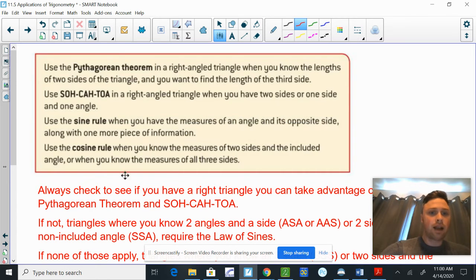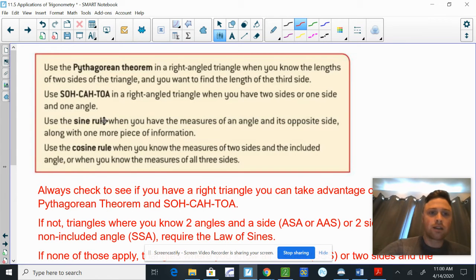But basically, the first thing you're going to want to check is: is there a right triangle that I can manage? Because the Pythagorean theorem and SOHCAHTOA are the simplest rules that we have, and if we can apply them, that'll be the easiest way to make some progress on the problem.